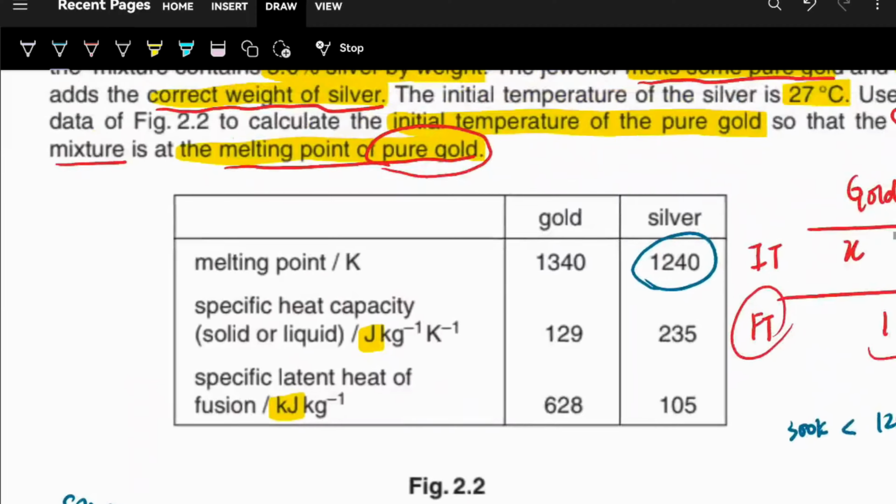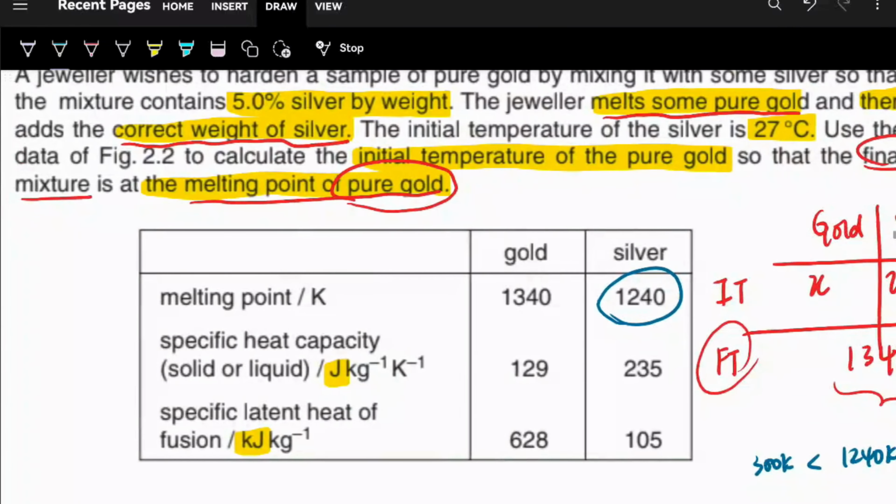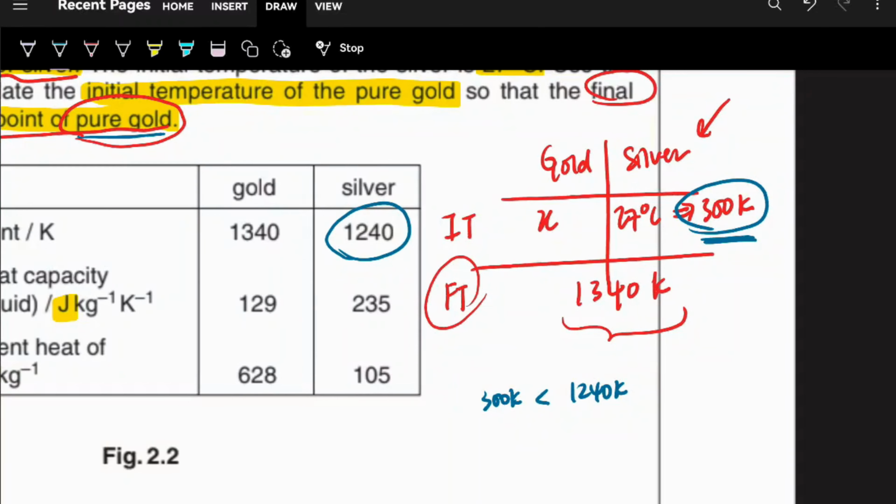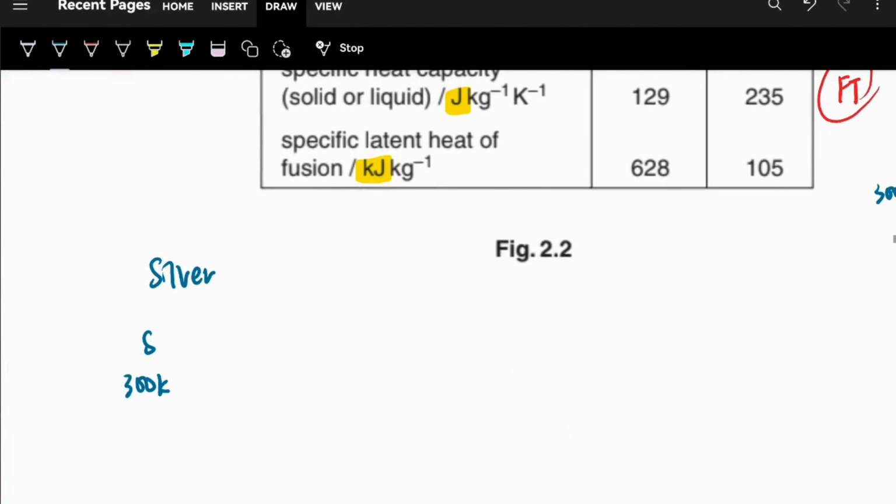And now, remember the question said here, the final mixture is at the melting point of pure gold. Both of them have a final temperature of 1340. That means the final temperature of silver must be 1340 Kelvin. So there is a process that it has to go through. There's a few phases that it has to go through until it reaches 1340 Kelvin. So just by looking at the temperature itself, the temperature increases. That means silver is the one that is absorbing heat.